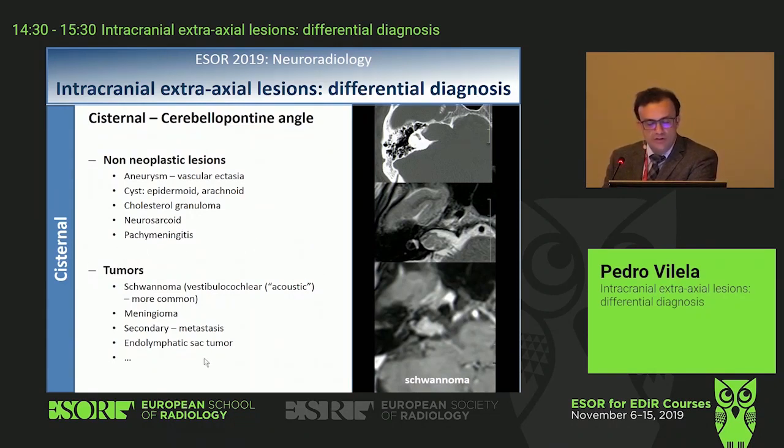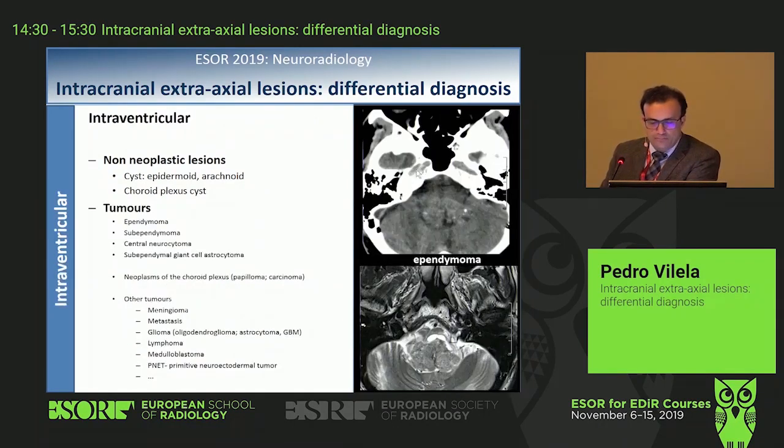Regarding tumors, the most common ones are schwannoma, as you see here. We have seen this picture before, and meningiomas. They will have an implementation at the dura, at the petrous bone, and also metastasis. And in very rare cases, you may have an endolymphatic sac tumor.